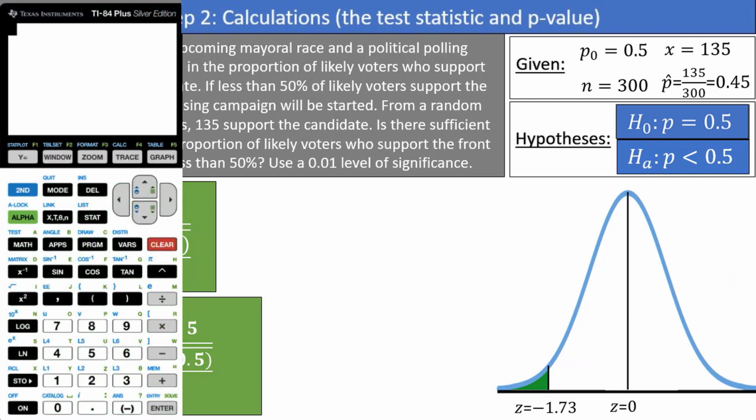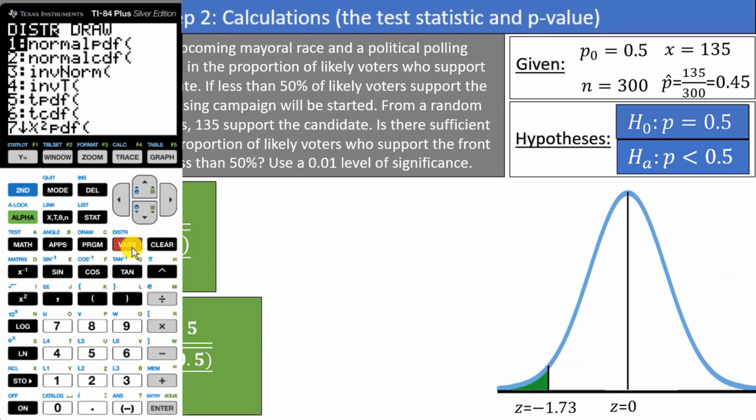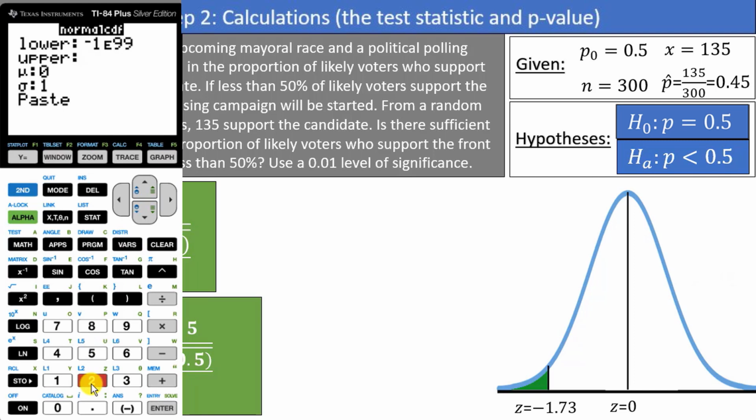To calculate the p-value, press second, distribution under the vars key, option 2 for normal CDF, and then we are asked for the lower and upper bound. We will be entering in z-scores to the calculator, and we need the lower and upper bounds of the shaded area on our graph. The lower bound of the green shaded area is negative infinity.